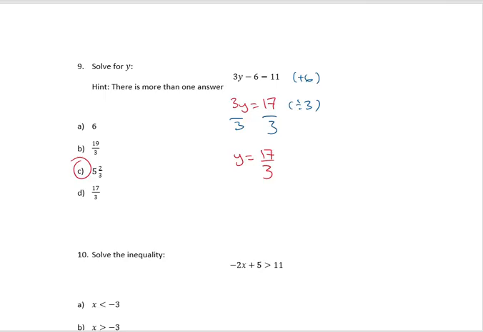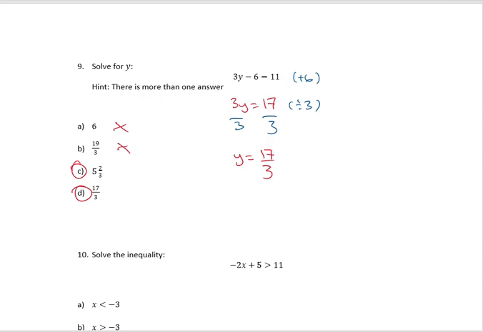Oh no, so we know it's D. I mean, I mixed that up. We know it's D. Now, because the question says there's more than one answer, we have to look at our other options here. We know it's not six because if it was six, we would have divided it into six already. It's not 19 over 3 because we found it's 17 over 3. So the only other option is C, okay?